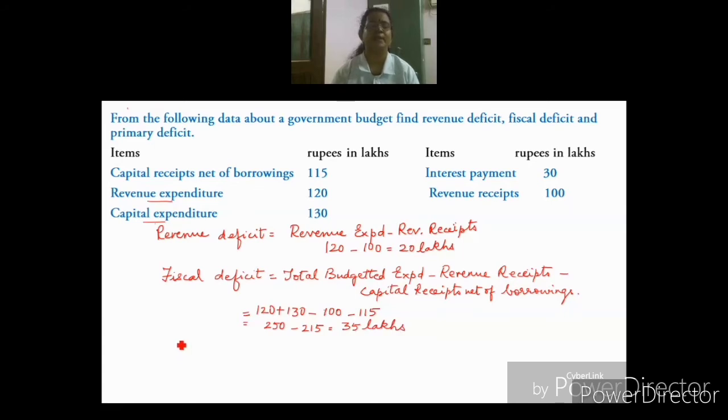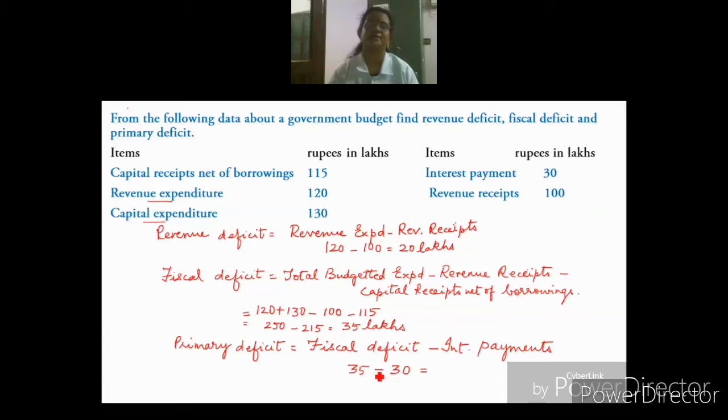So the fiscal deficit is 35 lakhs. The last one is primary deficit. Primary deficit is equal to fiscal deficit minus interest payments. Fiscal deficit comes to 35 lakhs minus interest payment is 30. So you have to just subtract 35 minus 30, you get 5 lakhs.